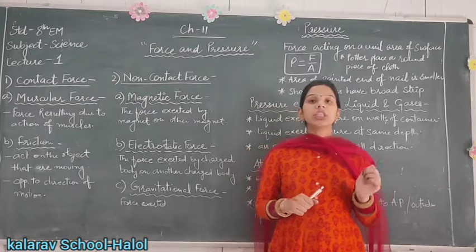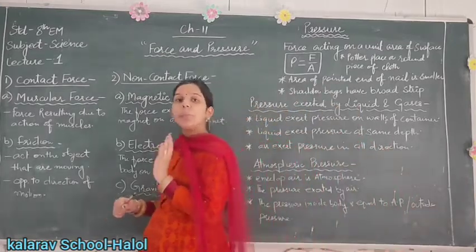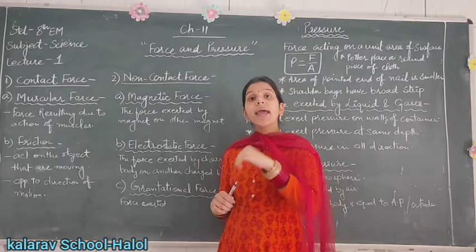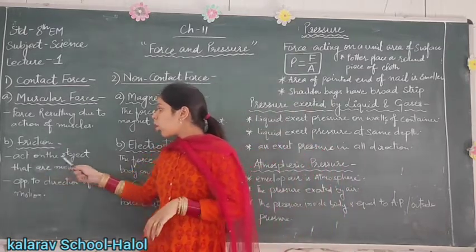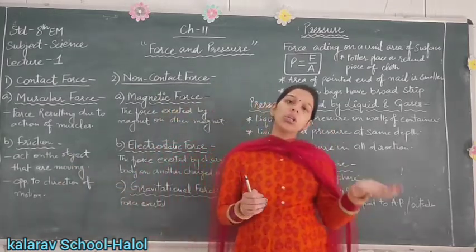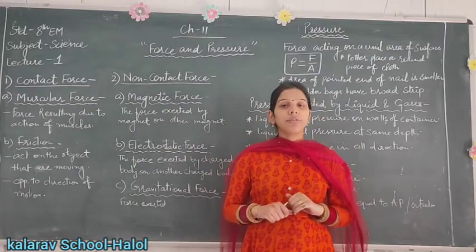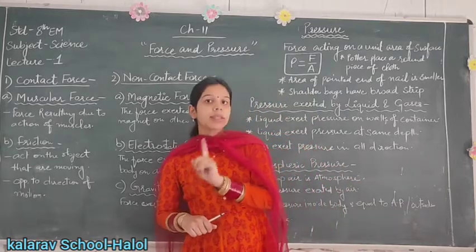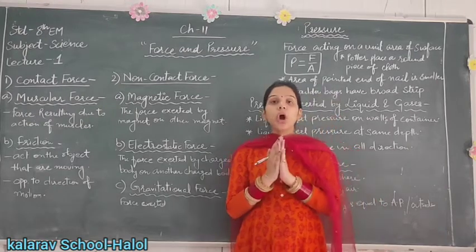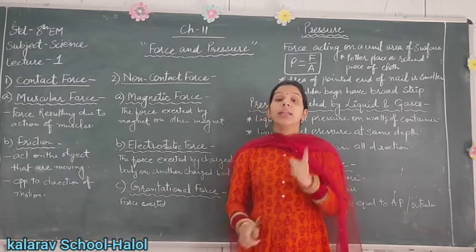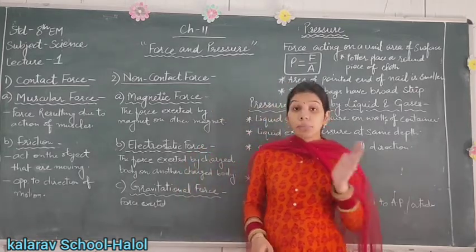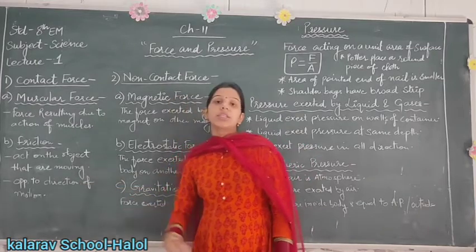So number two is frictional force. The frictional force comes into play when the bodies are in contact and in motion. It acts on objects that are moving. If the objects are moving, then the force acting on the object is frictional force. So one point should be clear: number one, the object should be in motion; number two, the two objects are in contact; and number three, the direction of the force of friction is opposite to the direction of motion.